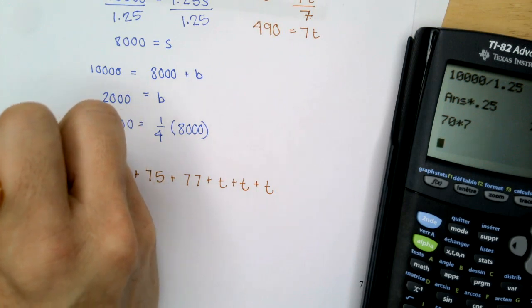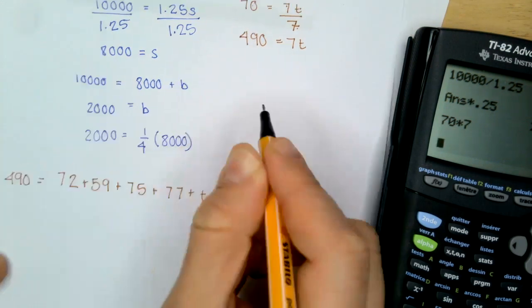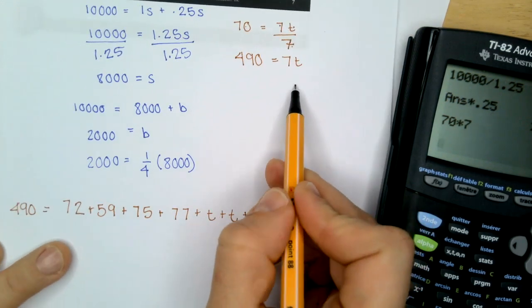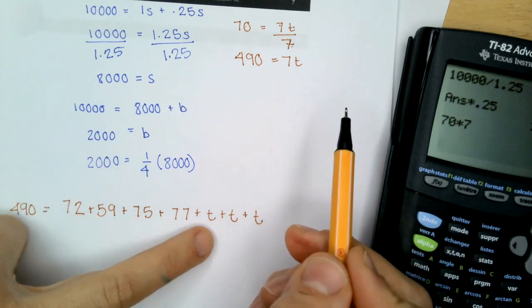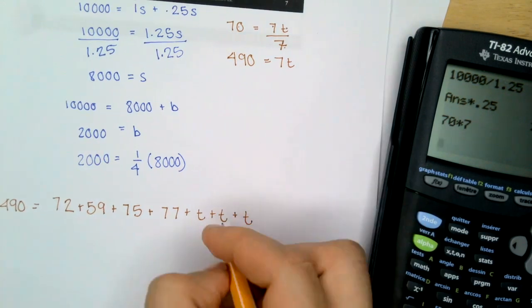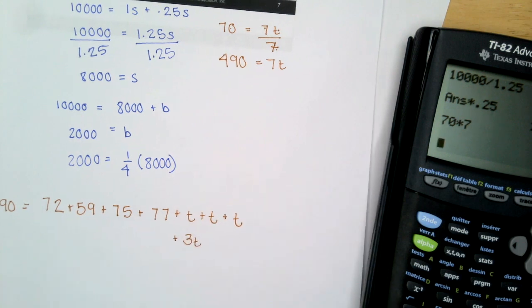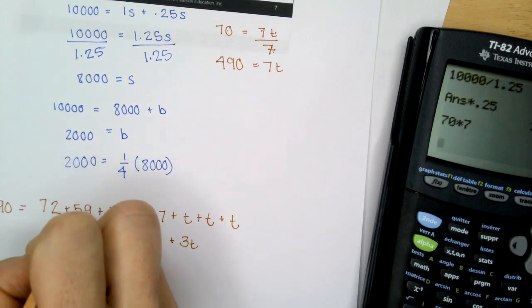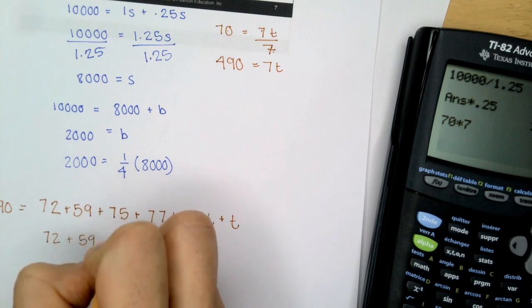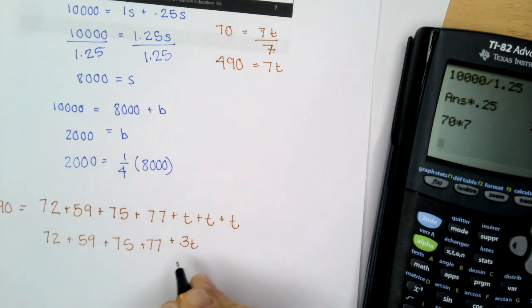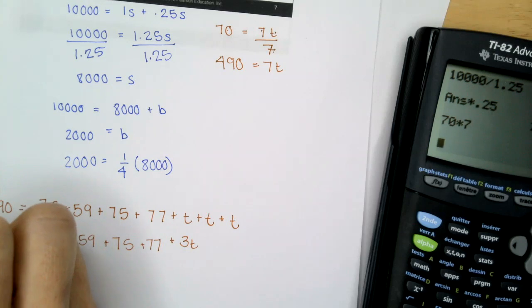So 490 are these 7 T's, but some of them are already done. 1, 2, 3, 4, 5, 6, 7. Yeah? So these can just be called 3T, right? So we have 72 and 59 and 75 and 77 and 3T is equal to 490.